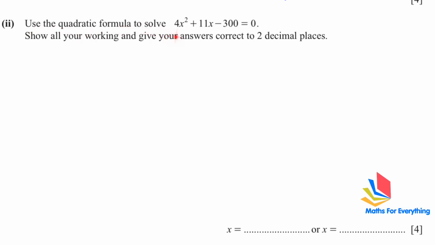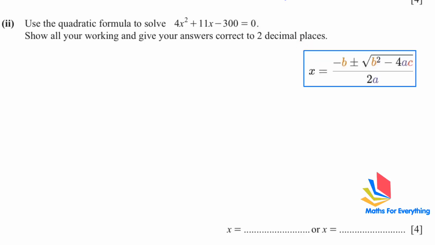Use the quadratic formula to solve this equation. Show all your working and give your answer correct to 2 decimal places. The quadratic formula is x is equal to negative b plus and minus square root b squared minus 4ac over 2a. It's again a 4-mark question. You have seen that many questions you can solve and get the answers right. You just have to do substitution if you know your formulas well.